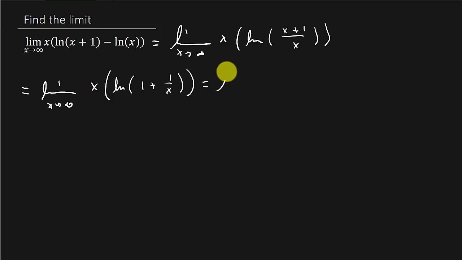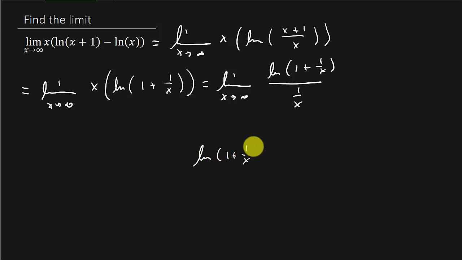So let's rewrite this. The limit as x goes to infinity of the natural log of 1 plus 1 over x, over 1 over x. I just rewrote this x in the denominator as 1 over x. Think about it: if you took just this part divided by this, that's the same thing as the numerator times the reciprocal of the denominator, which would give us that back.